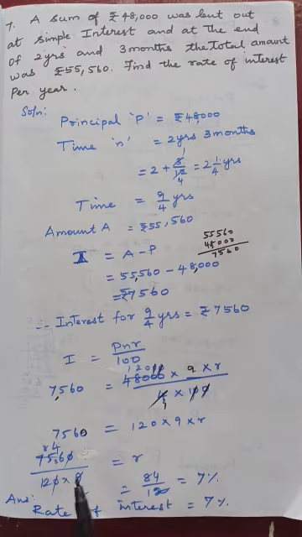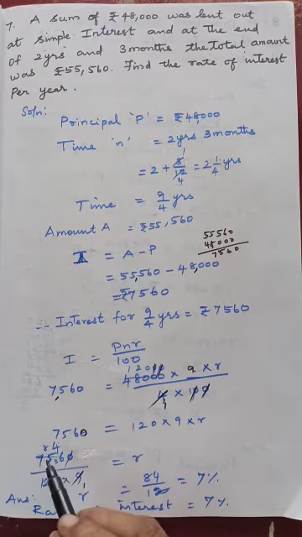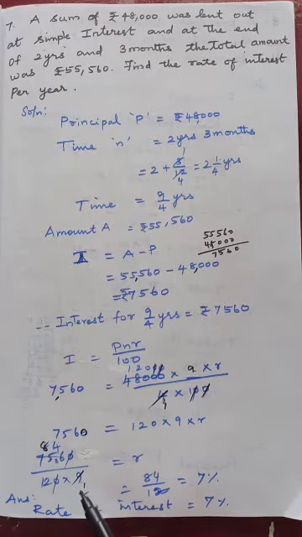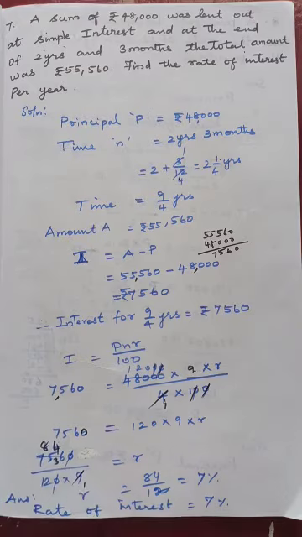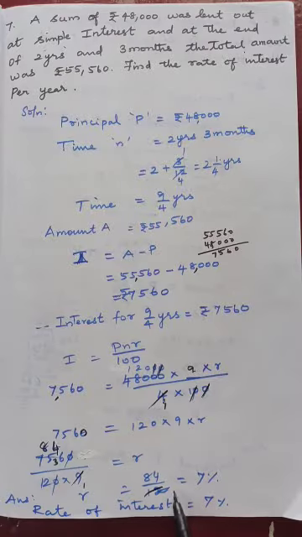So you bring this side. So 7560 by 120 into 9. So now cancel 9 table. 1 0 cancel and 1 times. So 8 nines are 72. Then remainder 3, 36. 9 fours are 36. Okay. So R is equal to 4 by 12. Then 12 ones are 12. 12 sevens are 84. So rate of interest is equal to 7%.